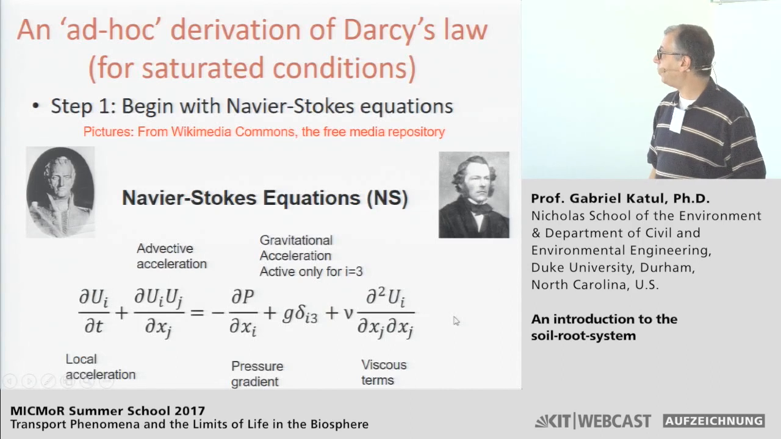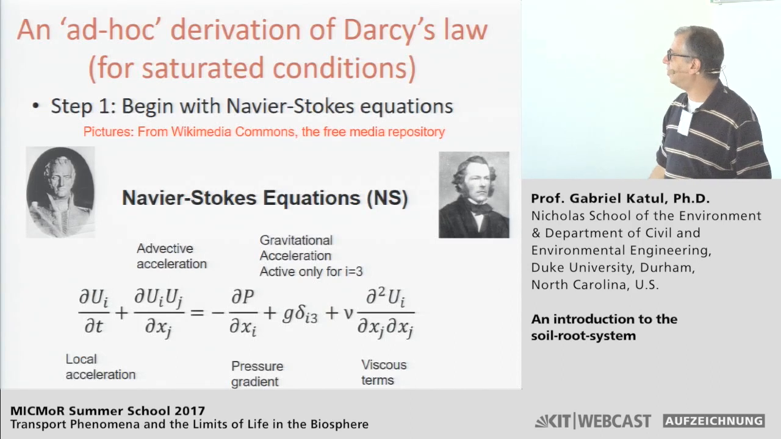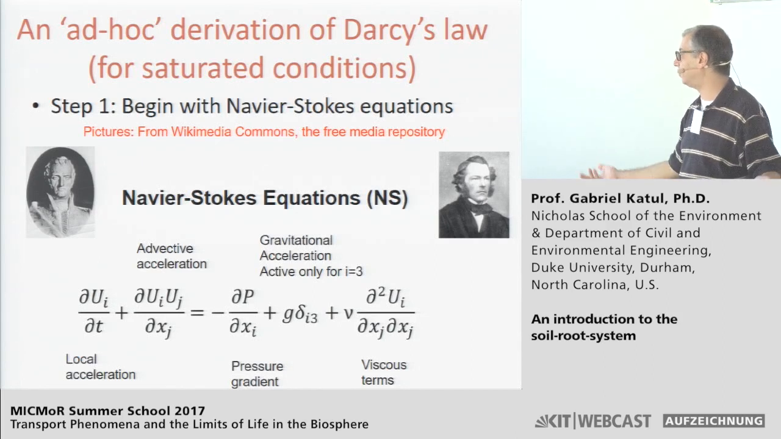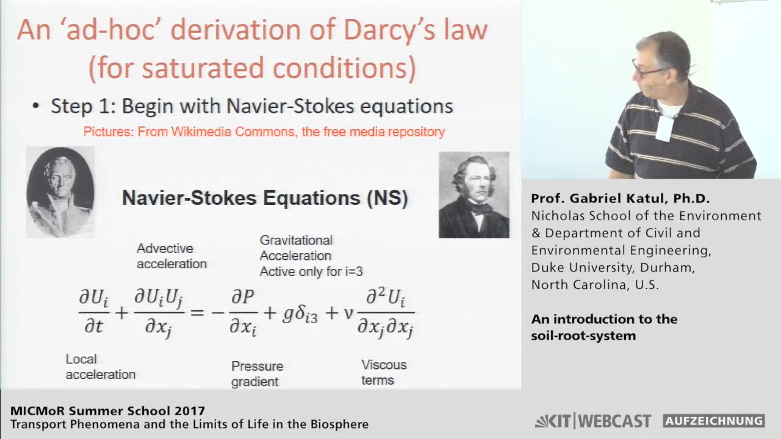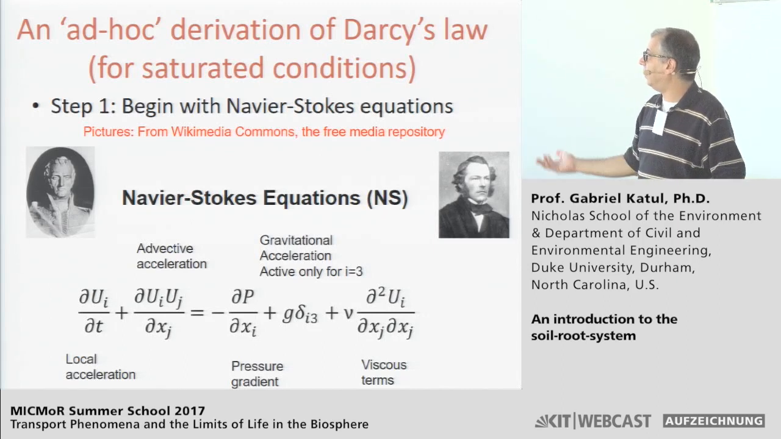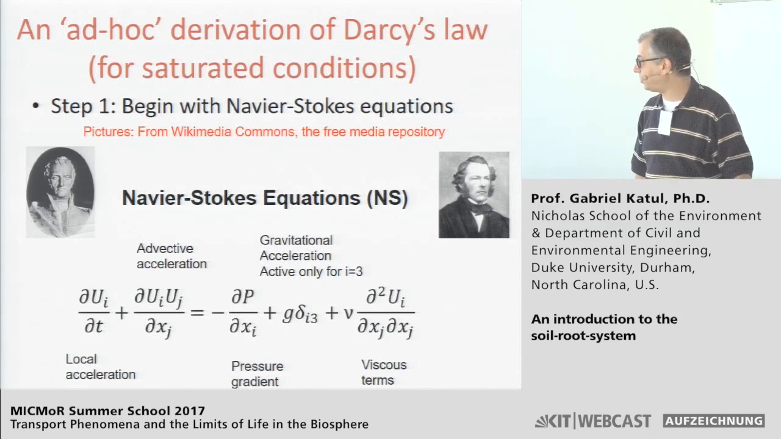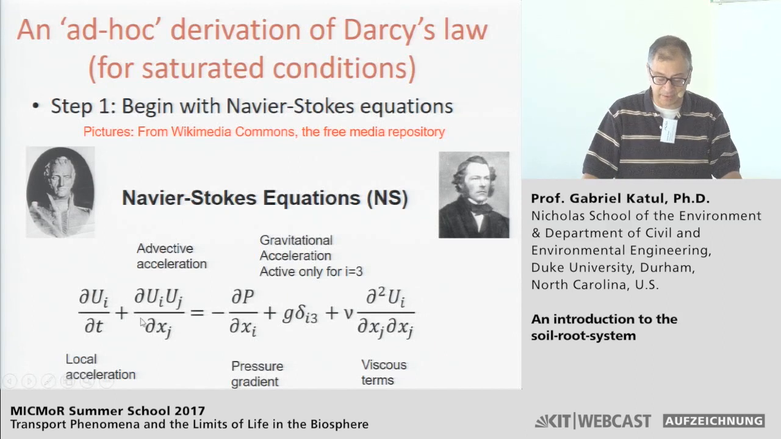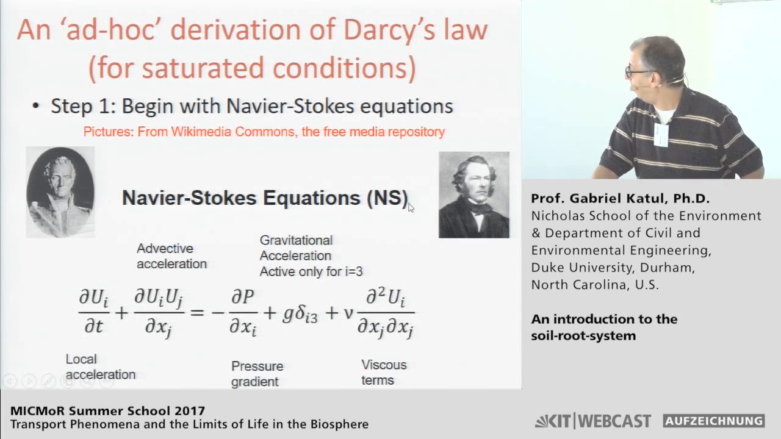Okay, so now what we would like to do is show the difference between Darcy's law and the other laws. What makes Darcy's law a little bit different from Fourier's law or Fick's law or whatever. So to do that, it might be a good starting point to look at the Navier-Stokes equations. This has been covered by many lectures so far. So you have the local rate of change, the advective rate of change, the pressure gradient, the gravitational term, and the viscous terms. So this is the acceleration part, and these are the forces acting on the fluid.